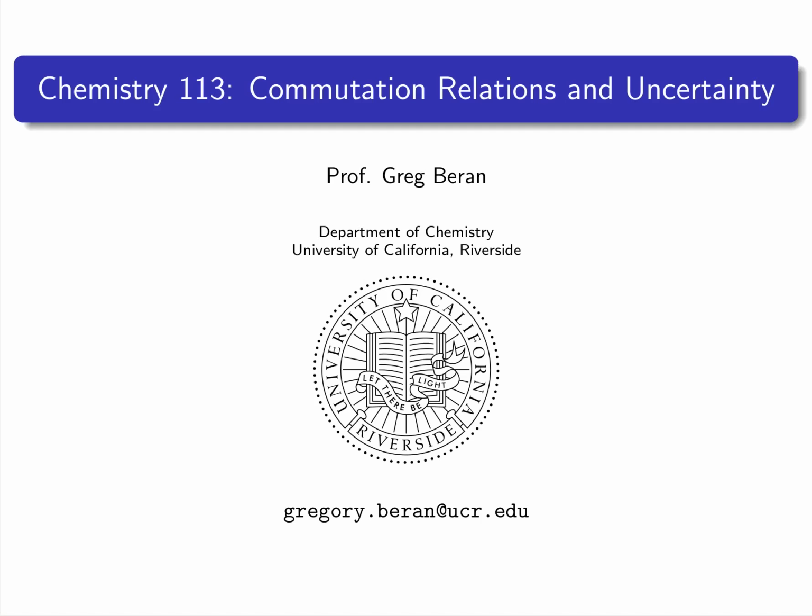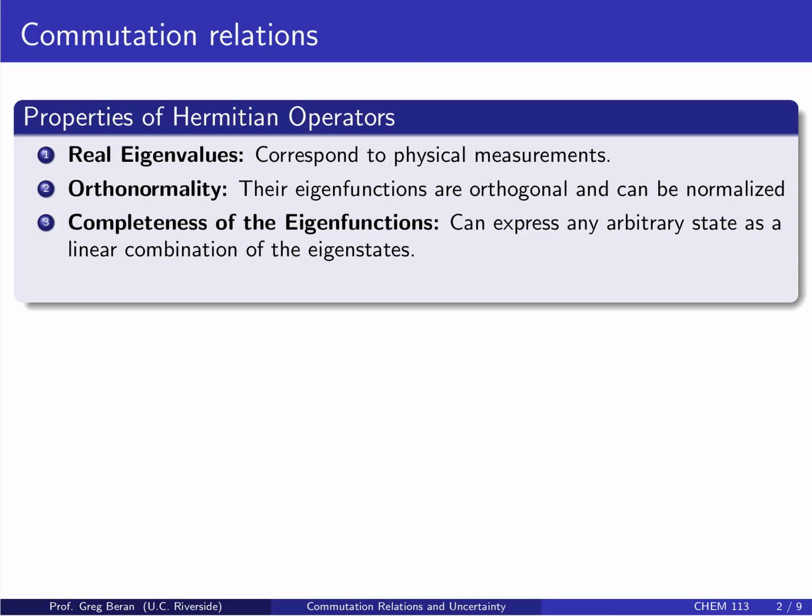In this video, we're going to discuss commutation relations between operators and their relationship to Heisenberg uncertainty. So we've already seen in this class that we use operators in quantum mechanics to measure physical observables. All the operators we use for this purpose are so-called Hermitian operators, which is a mathematical definition that has a few relevant properties that we care about.